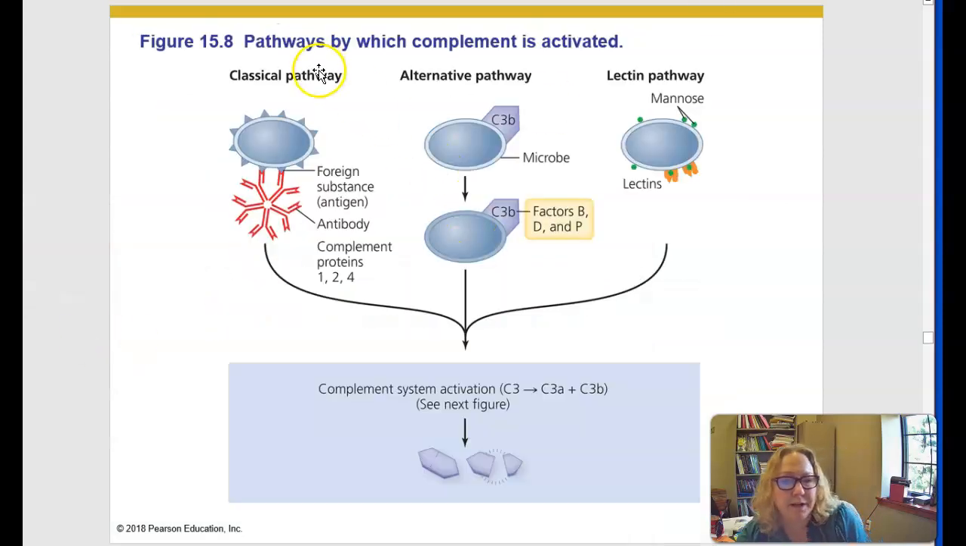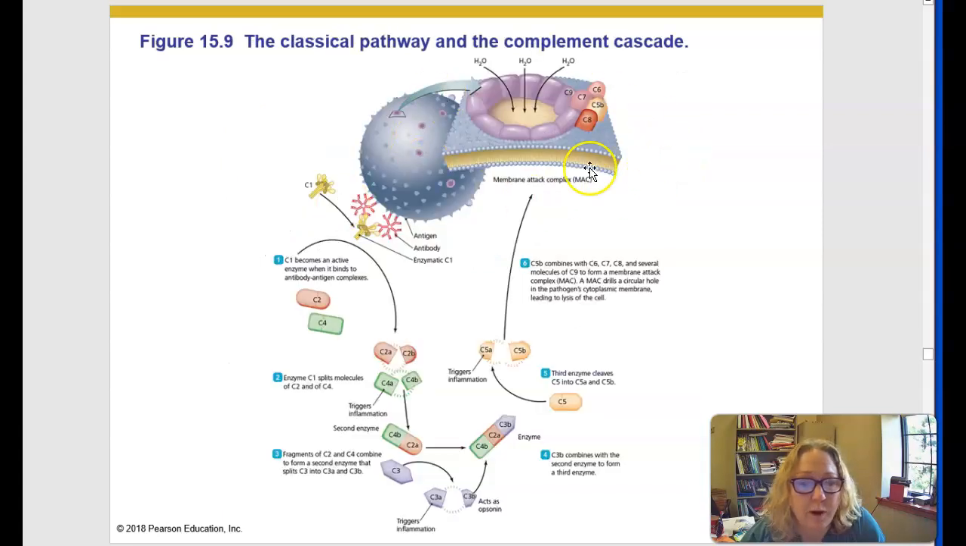Okay, so there are 3 kinds. A foreign substance binds to an antigen. You have a microbe, which with some other factors, and then you have the lectin pathway, which is lectins bind to carbohydrates. So ultimately, all that leads to, what does that lead to? A MAC attack, where it just pokes big old holes in it, and water comes in and explodes. Hence the name MAC attack. The MAC drills a circular hole in the pathogen.